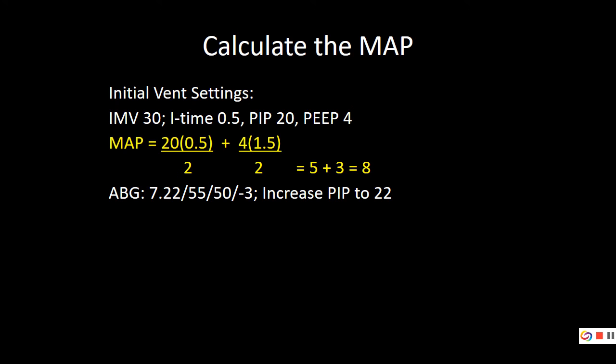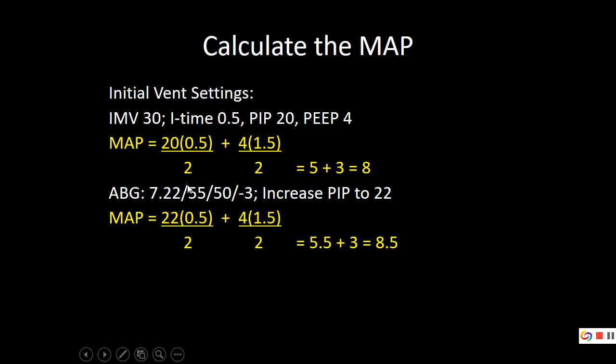Well, suppose you have a gas, 7.22, PCO2 of 55, and you say, I don't like that CO2, I want to drive it down a little bit further. So what I'm going to do is increase my PIP. What'll that do? That'll make my delta, my tidal volume, bigger, right? Well, what's that going to do to your mean airway pressure?